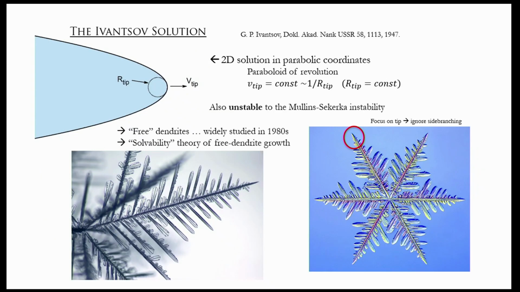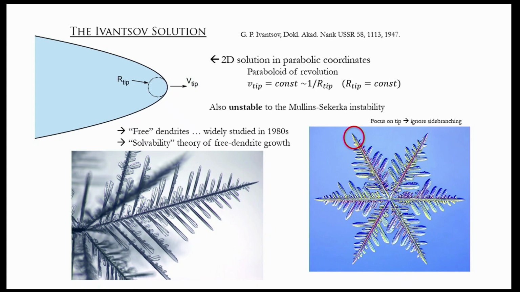There's another solution to the diffusion equation, a little less known, the Ivantsov solution from 1947, and that is similar to the spherical solution, except it's in parabolic coordinates. You remember parabolic coordinates. That's the coordinates you learned about and quickly forgot because you just never wanted to use them again. But in this case, it's a really important solution.